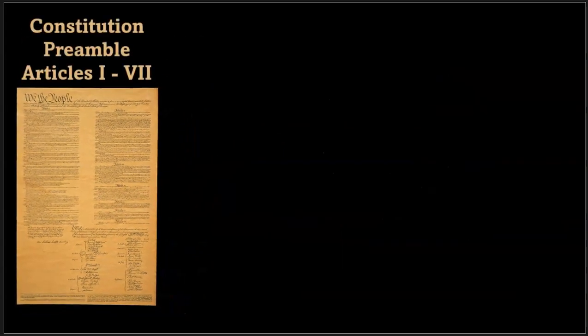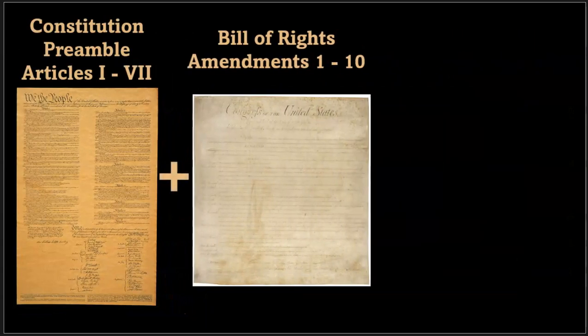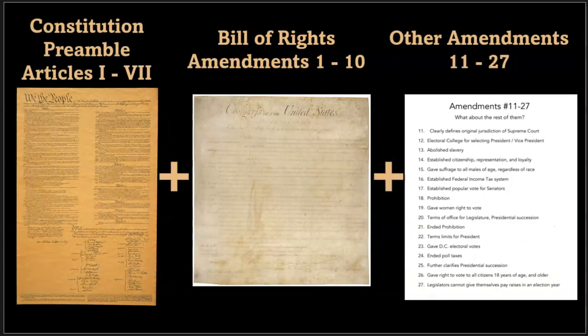So we've got the Constitution. The Bill of Rights is the first 10 amendments. And then there are other amendments, amendments 11 through 27. So you might want to pause the video here and make sure you've got your notes filled in. And then let's go on and talk about Article 6.